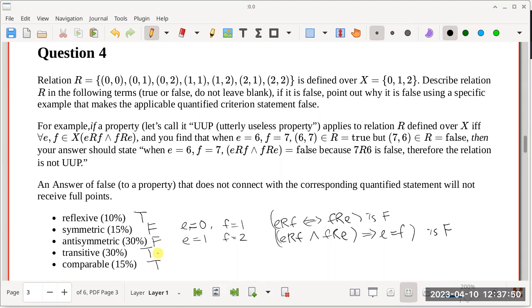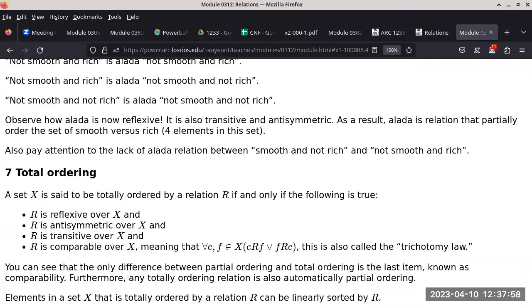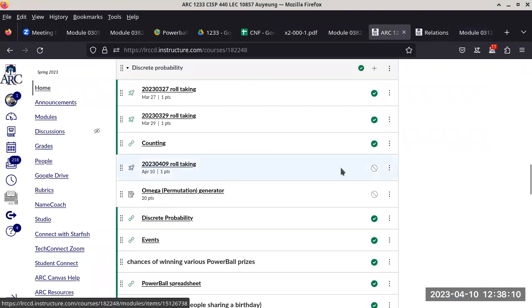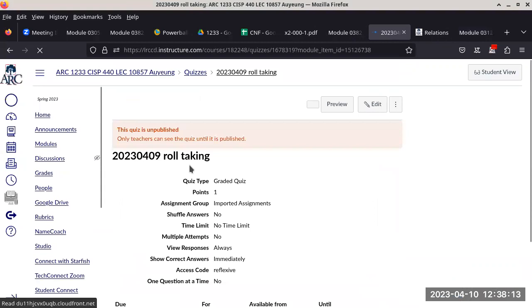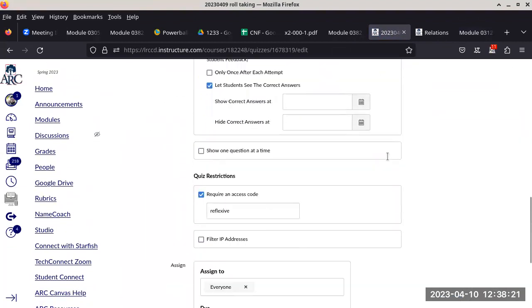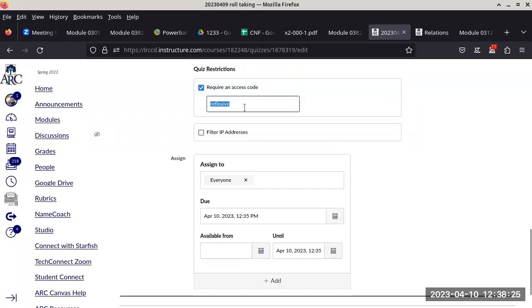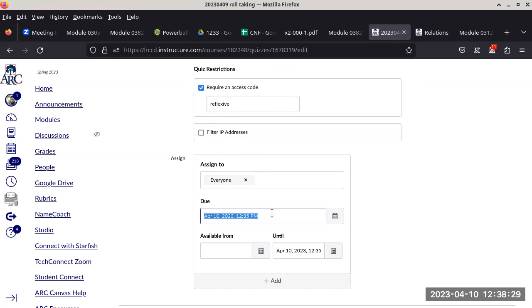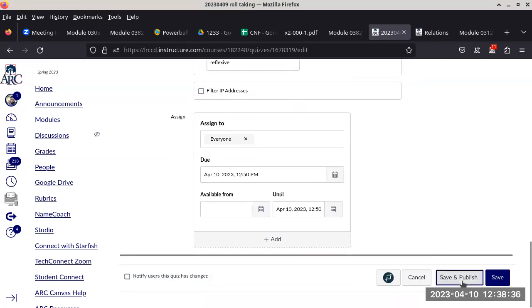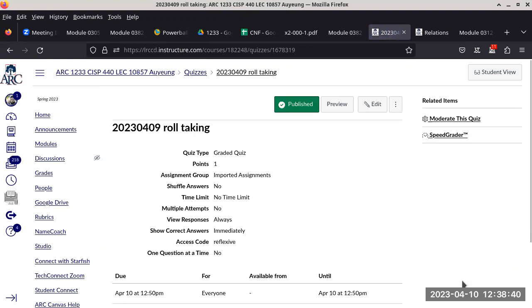Oh, okay, I forgot to take roll. So let's go ahead and take roll first, because I haven't taken roll in this particular class for a while, so it's time to resume doing that. You cannot see it yet, so give me a moment to adjust the time when you can turn in your answer. I'm kind of glad I didn't do it earlier because people were still streaming in. The access code is reflexive. I'll give you until 12:50 p.m. Save and publish. There we go. And once again, the access code is reflexive.